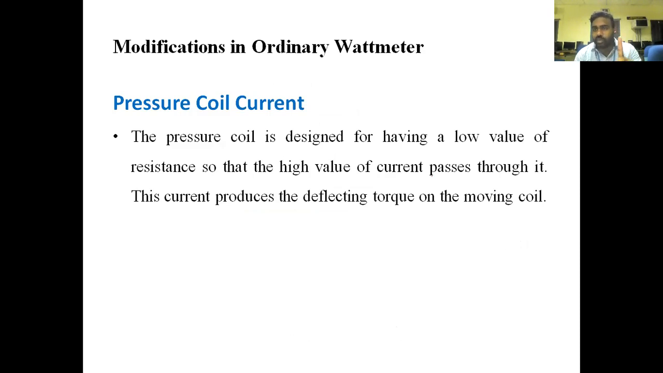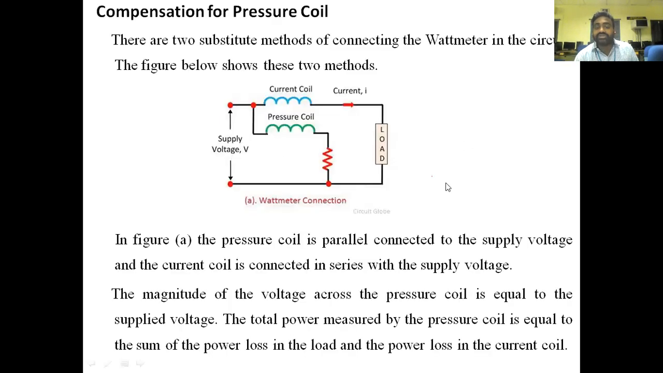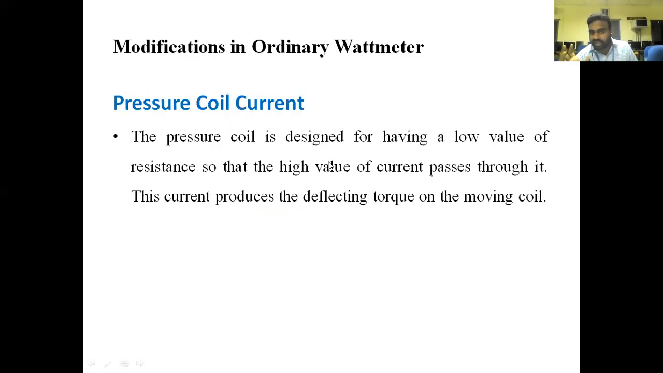So this is one of the important modifications. The first important modification is improving the behavior of the pressure coil current. How can we improve it? By reducing the rating of the resistance present in the moving coil. The current flowing through that moving coil will then be high, and that creates a chance of additional deflection torque with respect to the moving coil.